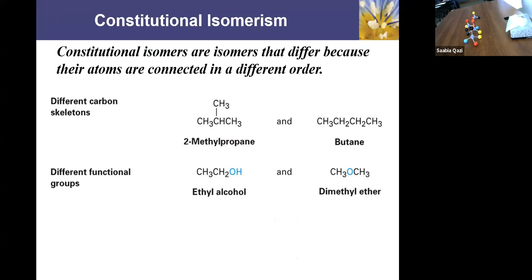Sometimes they might have different functional groups as well. So these two are isomers. But look at the functional group here. We have an alcohol here, and we have an ether over here. Even though what is similar? The molecular formula is similar, but they're two different compounds with two different physical and chemical properties. I'll give you a few more examples.